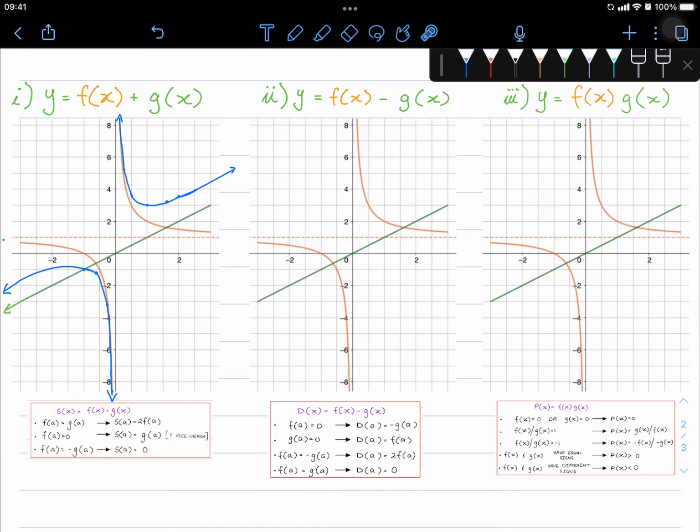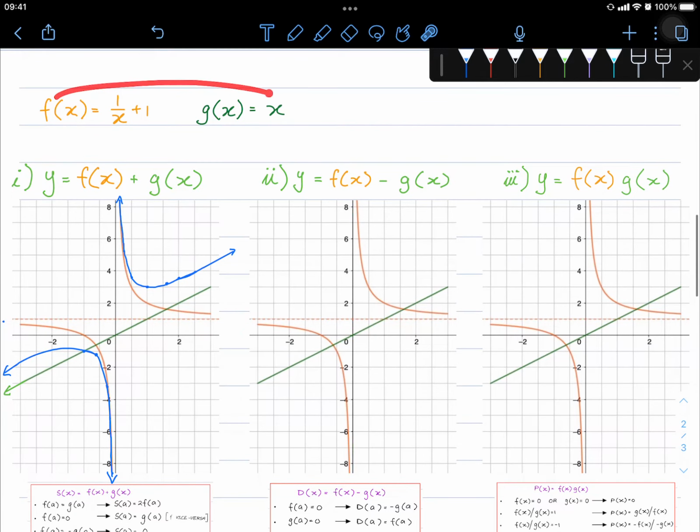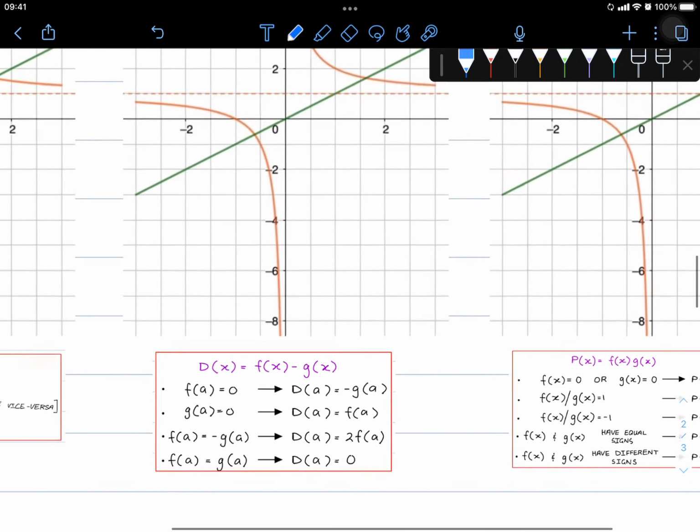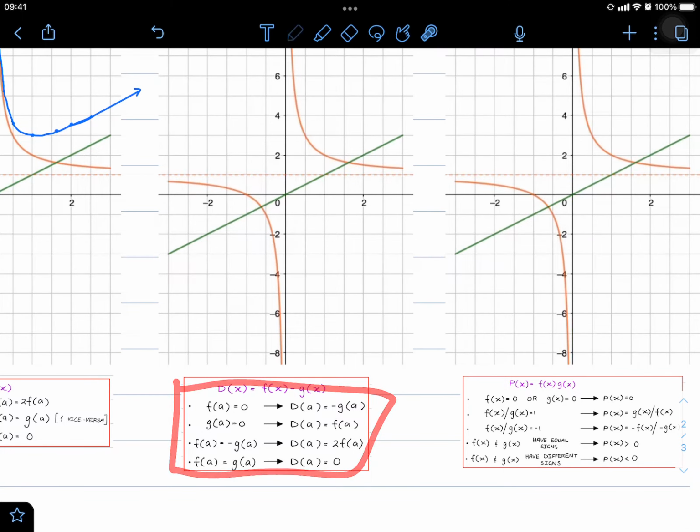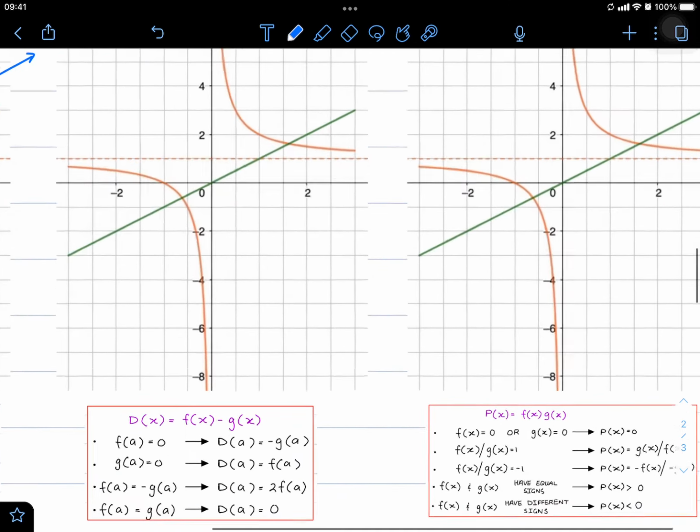Hello class, this is a continuation on the difference of these two functions when it comes to graphing them. So let's get straight into it. As we've seen, it's best to try and apply these rules as much as we can, and let's see how many points we can come up with.